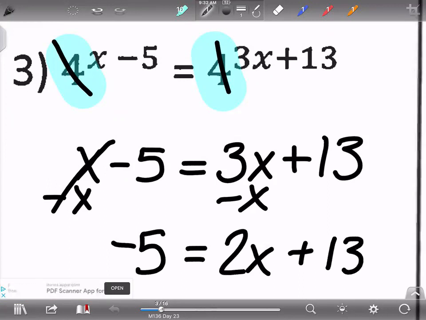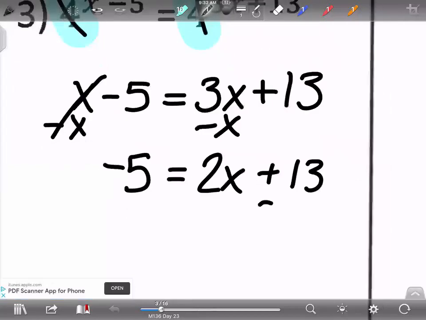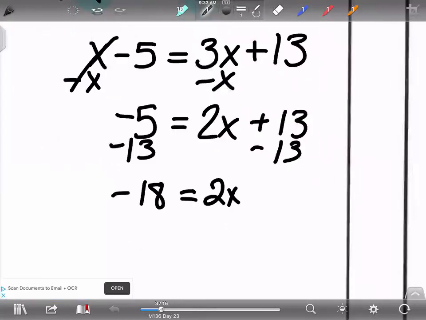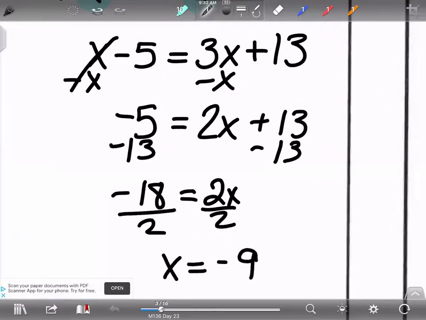We would subtract 13 from both sides next. So -18 equals 2x. Divide both sides by 2. And x equals -9 would be my answer.